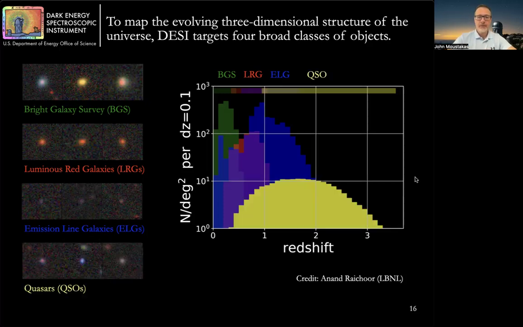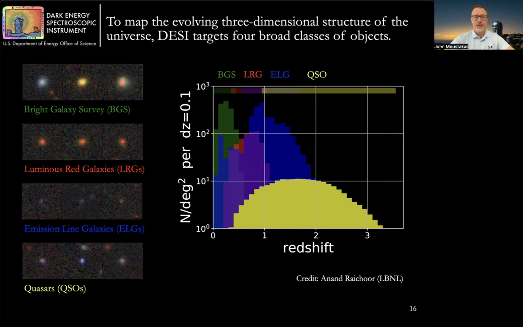And then finally, over a wider redshift range, but extending out beyond redshifts of 3 and up to redshift 4 and even 5, we target quasars. So these are accreting supermassive black holes in a period of their evolution where they're shining incredibly brightly. So they look like stars. In fact, quasar, QSO stands for quasi-stellar object.